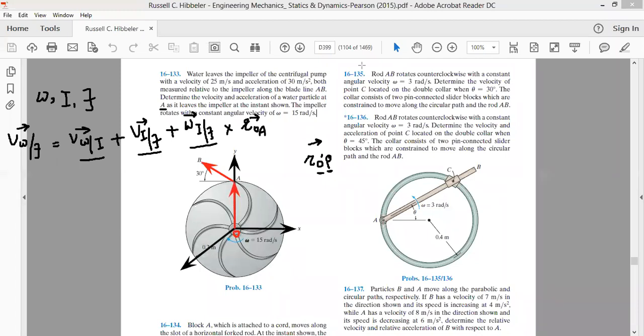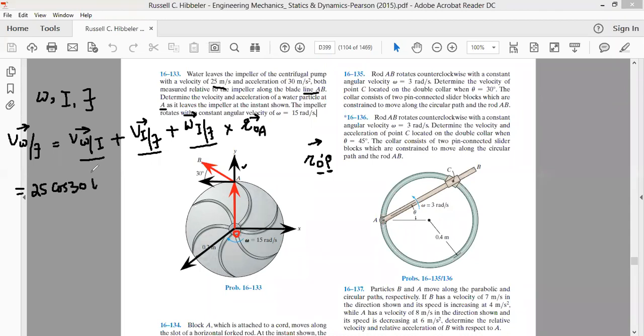Okay, so if we now start analyzing this, velocity of water with respect to ground becomes equal to velocity of water with respect to impeller. Now water is leaving the impeller in the direction of AB as is given to us in the question. Its velocity is 25 meter per second, and this velocity in the direction of AB can be resolved into two components. We can say this is the cos 30 component, and this is the sine 30 component. That is, we can write velocity AB whose magnitude is 25. We can write this as 25 cos 30 i cap.